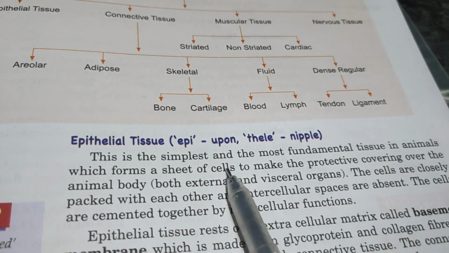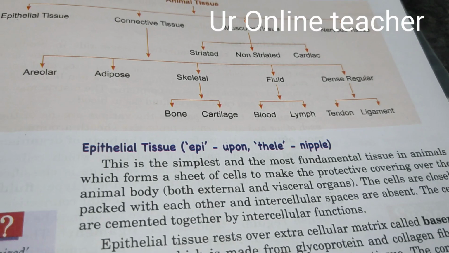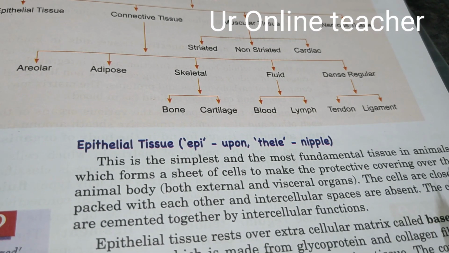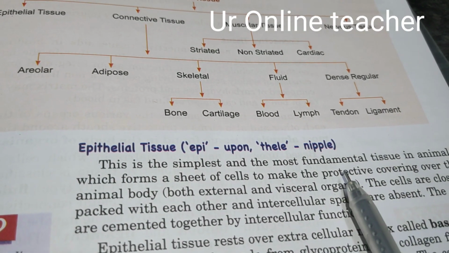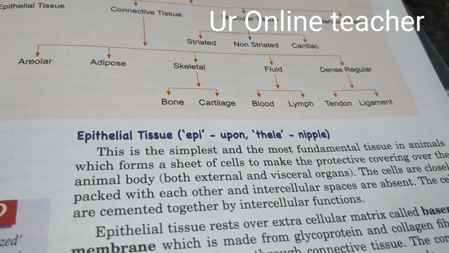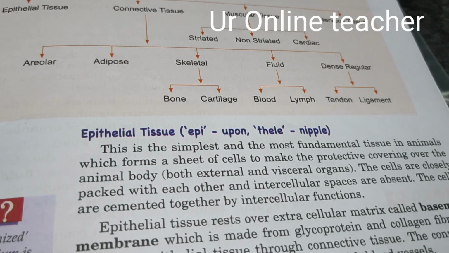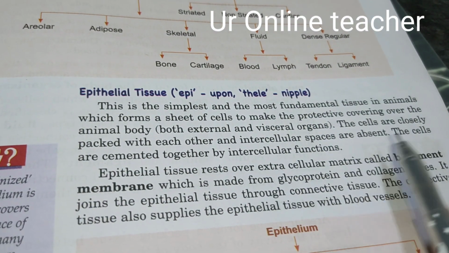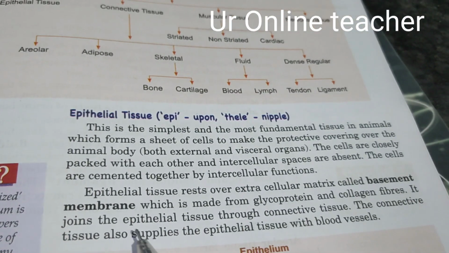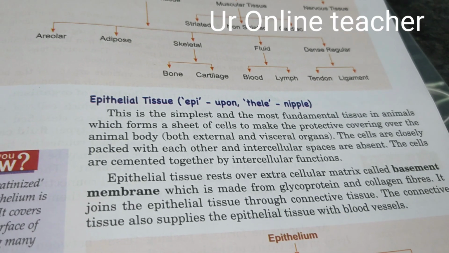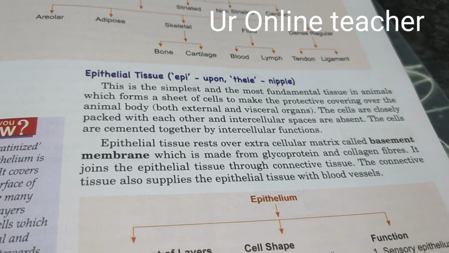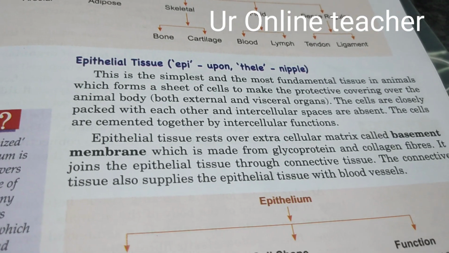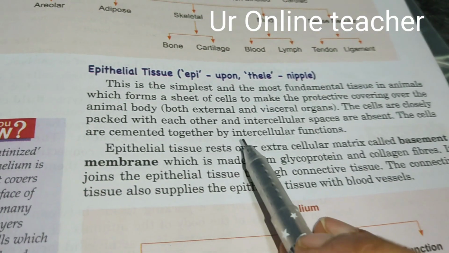Epi means upon, theli means nipple. So it is upon the nipple, meaning it is the simplest and most fundamental tissue in animals, which forms a sheet of cells. Like a sheet, it covers our body to protect the animal body. It is present both externally and in visceral organs. The cells are packed very closely with each other so that intercellular spaces are not there.